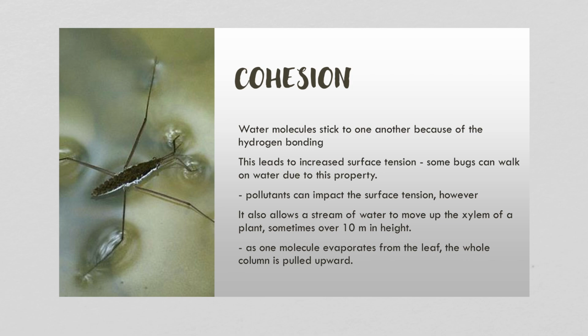Cohesion also lets a stream of water move up the xylem of a plant. Sometimes it can move even as far as 10 meters in height. And again, you would have learned about that in the plant unit in grade 11 biology. And during this transpiration pull, as one molecule evaporates from the leaf, the whole column of water gets to be pulled upwards, thanks to that cohesion.